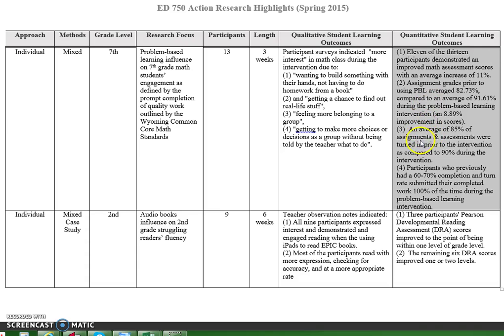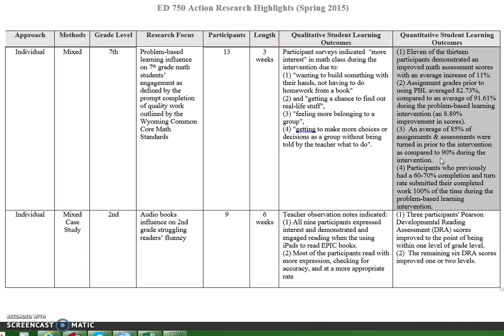Number three, an average of 85% of assignments and assessments were turned in prior to the intervention as compared to 90% during the intervention. So really this person is using numbers, or statistics, to describe what happened during the study. She's not necessarily saying that the intervention caused this, and we would say that it would be more correlated with what was happening. So if the intervention happened and correlated with that was an increase in student participation. Now, we might know or we might suspect in our own classroom that that was caused by the intervention, but we don't report it that way because that's a different kind of study.